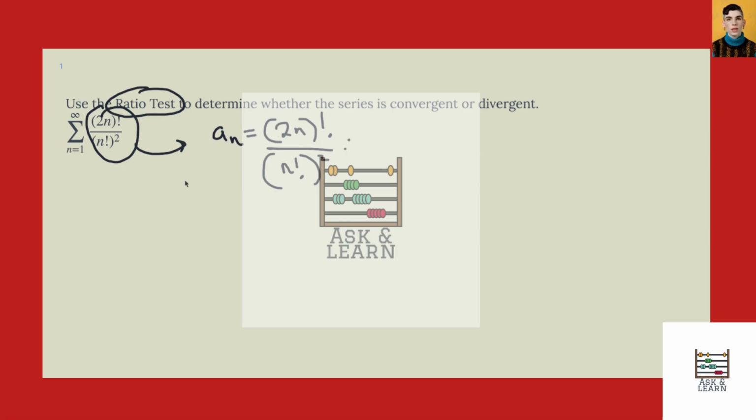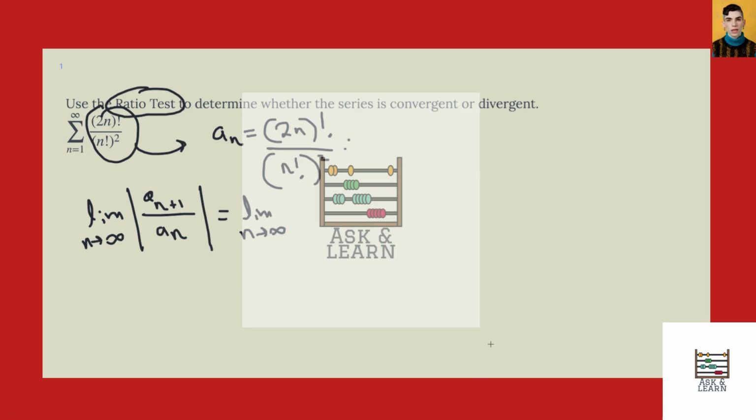Now the ratio test suggests that we look at the limit as n goes to infinity of the absolute value of a_(n+1) over a_n. Let me go back there, we got a little sloppy. a_(n+1) over a_n. Now we can drop the absolute value here because a_n is positive.